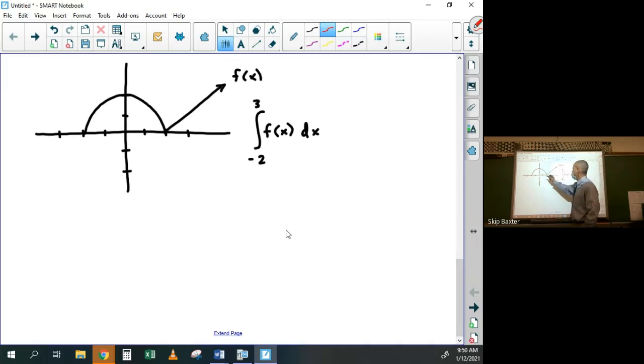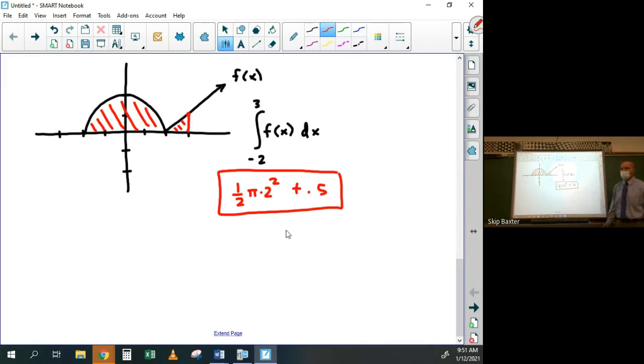Yeah, I could just take half the area of this circle, right? 1/2 pi r squared. So this is 1/2 of pi times 2 squared. Okay. And then the little triangle, let's just say that goes up to 1. This ray has a slope of 1. So this would be like 0.5. Done. That's the integral. That's the value of the integral.